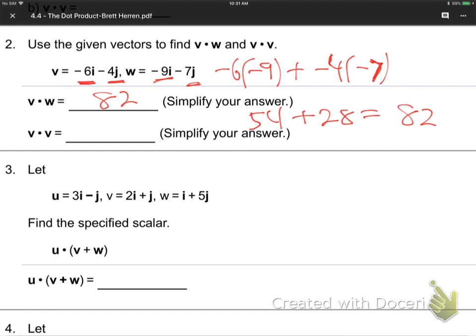So I'm going to skip to the next one, same thing, v dot v. Just keep doing it. Is that all good? Just multiply i with i, j with j, add them up. That's the dot product. Nothing more than that. Number 3, let's do number 3. How about we jump down to number 3?